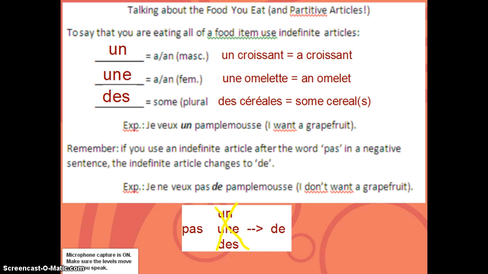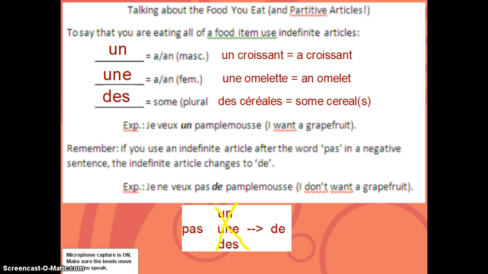Here's the example: je veux un pamplemousse. Je veux are the words for I want. And then if you want the whole grapefruit to yourself, you're going to say, I want a grapefruit, just like in English. And then again in French, you have to consider the fact that a has two different versions. And since grapefruit is masculine, you'll say un pamplemousse.